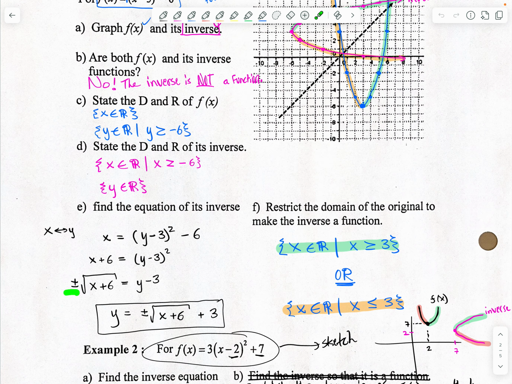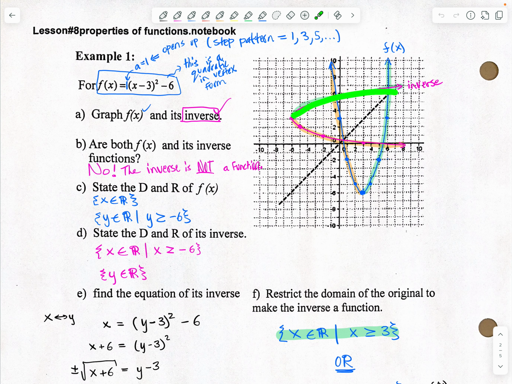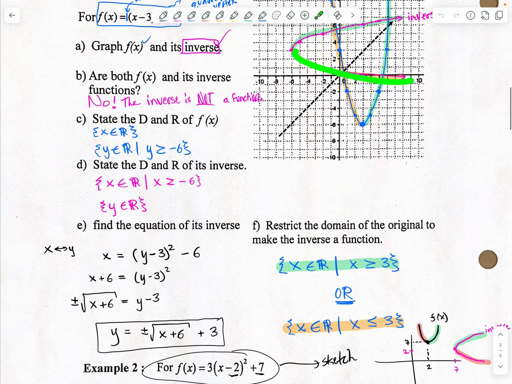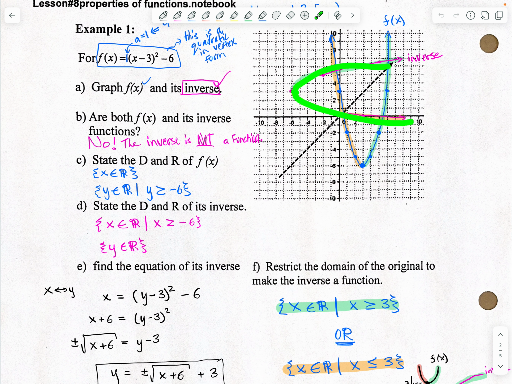Since I introduced the square root, I have to put plus or minus, and then I add 3, and I get this. So notice the plus or minus means I have both the top part of that function and the bottom part of that function, which is what makes this not a function, because I have two branches there.